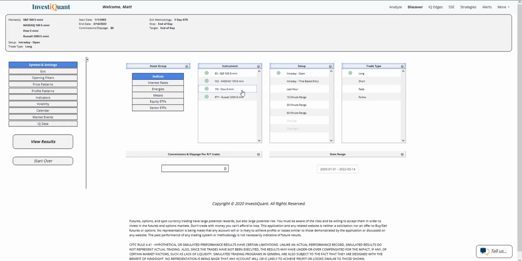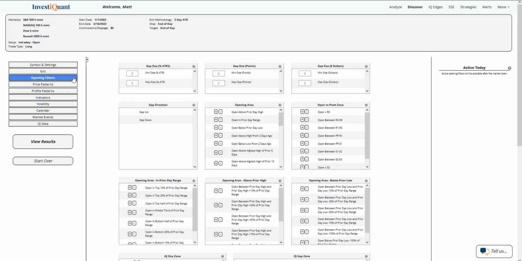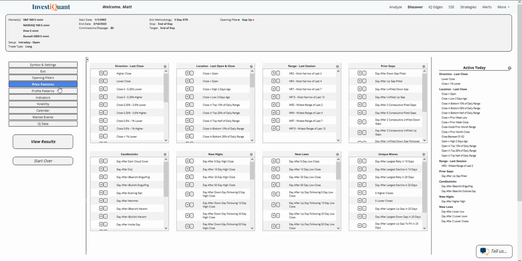I'm going to grab all four instruments, the setups based upon entering the market long at 9:30 a.m. Eastern Time and exiting at 4:15 p.m. Eastern Time. Now, currently, the markets are trading up in the overnight session, so I'm going to add that by going to the gap direction and adding gap up, and then I'm going to go into the price patterns library, and I'm going to grab that candlestick pattern.